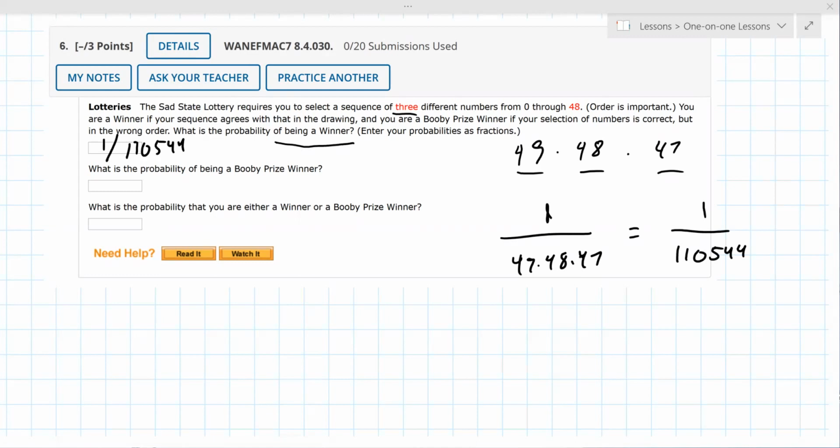Five, 4, 5, 4, 4, 5, 4, 4. More mistakes are made entering than anything else. 1 over 1, 0, 1, 1, 0, 5, 4, 4. Okay. All right, so that's correct. Oh, it grades the other parts.